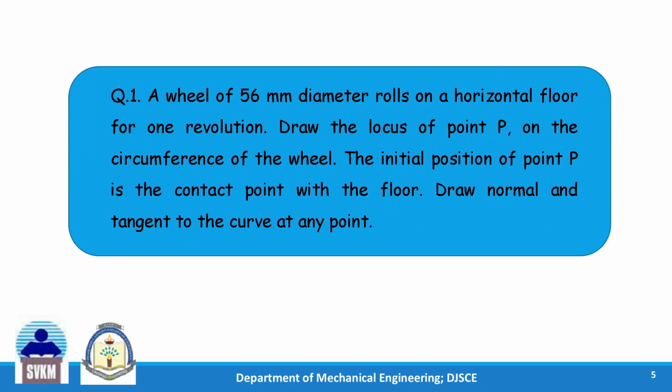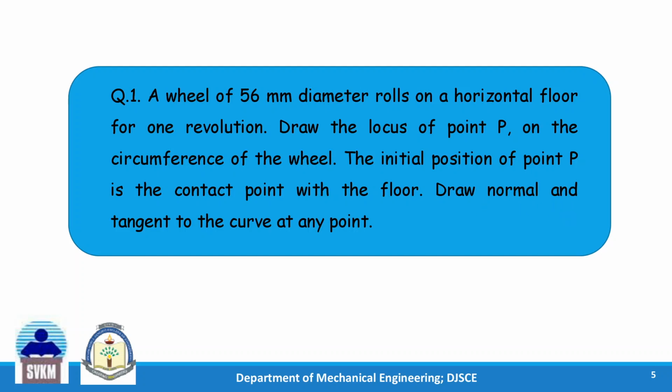Let us see one example. A wheel of 56 mm diameter rolls on a horizontal floor for one revolution. That wheel diameter is 56 mm. It is rolling for one complete revolution on the floor. Draw the locus of point P on the circumference of the wheel. The initial position of point P is the contact point with the floor. That is, initially P is in contact with the floor.